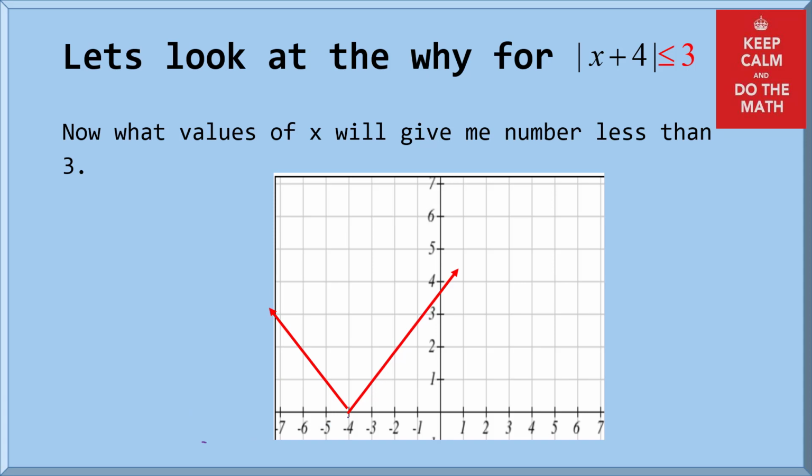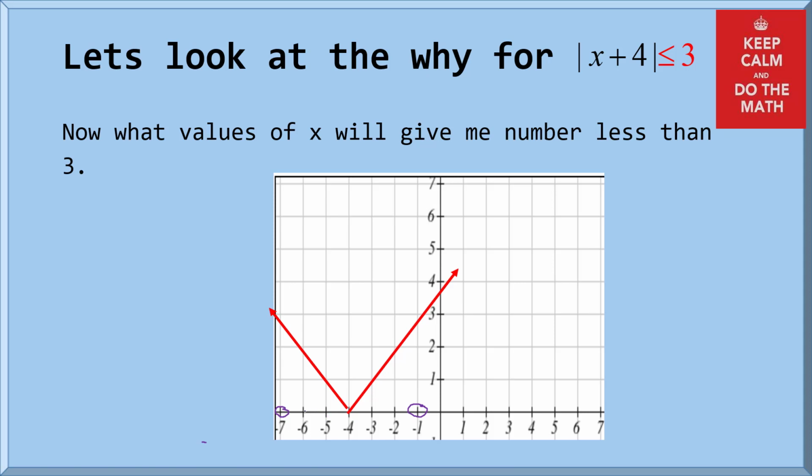And so right now we know that if we put in -4, that becomes 0, and 0 is less than 3. Now, according to our solving, it said that it was all numbers from -7 to -1. Well, let's take a look.